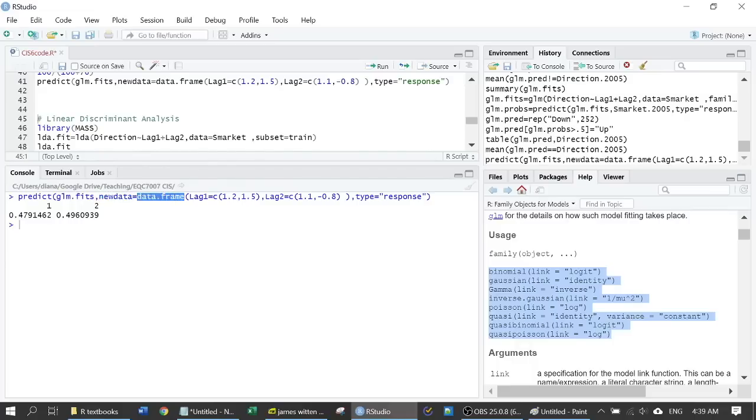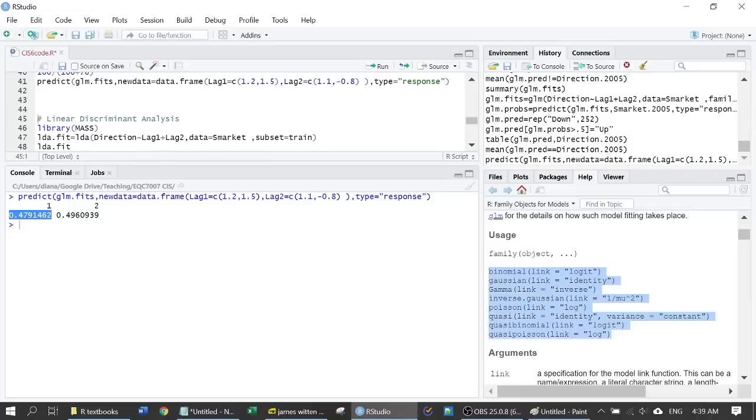And this one is the data.frame for leg 1 and leg 2. You actually use the c function to input the value for leg 1 and the value for leg 2, where the type is response. So you will come up with the results for the probability. For the first one, based on leg 1 of 1.2 and leg 2 of 1.1, the probability that it is going to be up is 0.47.